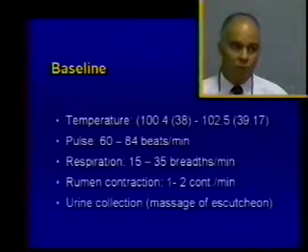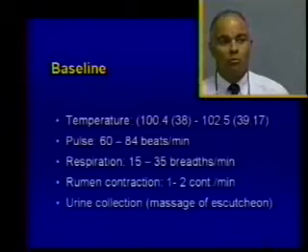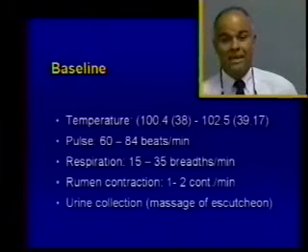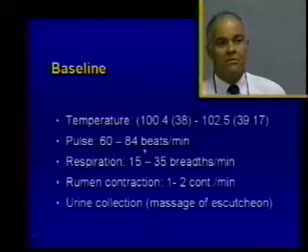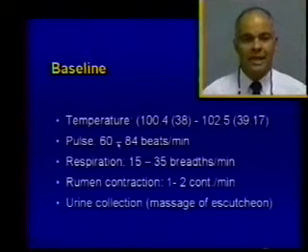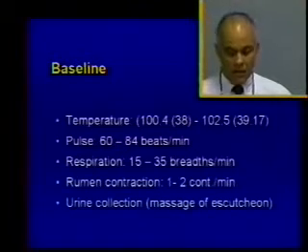But generally speaking, from 100 to 102.5 is considered to be the normal range of temperature in cattle. Pulse, 60 to 84 beats per minute, the heart rate. When we go below 60, we consider the animal to have a bradycardia. Certainly greater than 84 beats per minute, we consider a tachycardia.